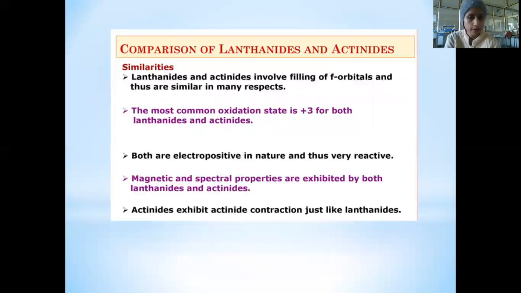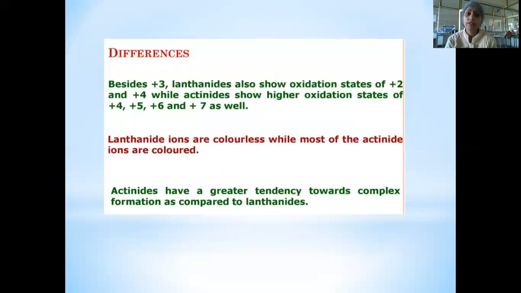Now, if we compare lanthanides to actinides, there are certain similarities. Both of them involve filling of the f orbital, and so they are very similar in many respects. In both of them, the most common oxidation state is +3. Both are electropositive and hence very reactive. Both have magnetic and spectral properties. And both exhibit contraction, like lanthanide contraction and actinide contraction. So the difference lies in their oxidation state.